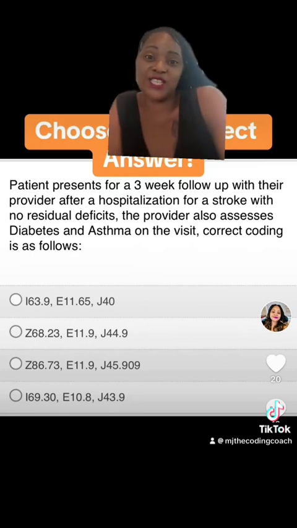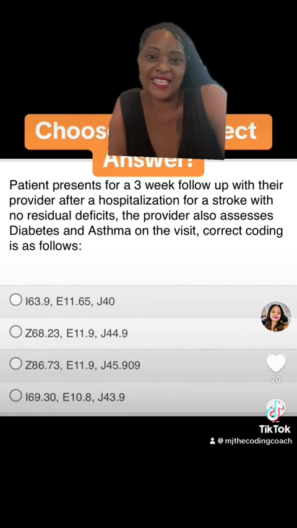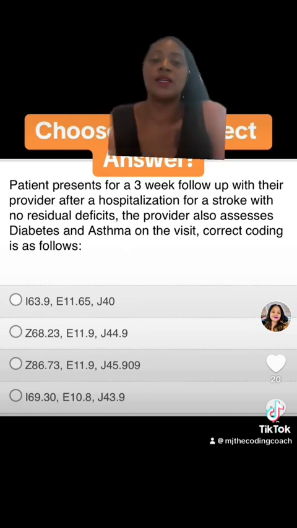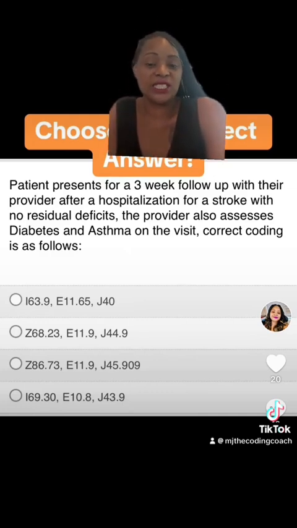So I mentioned on this prior post that if I got at least 10 responses, that I would actually go through the answer and make an explanation of the answers. So let's read the question and let's go through the answers.